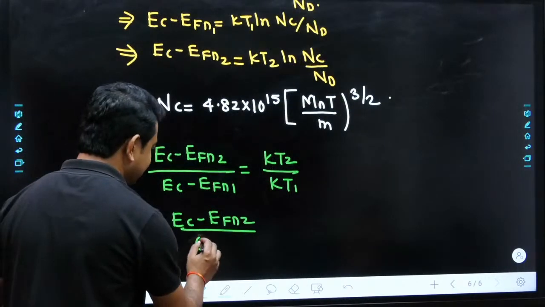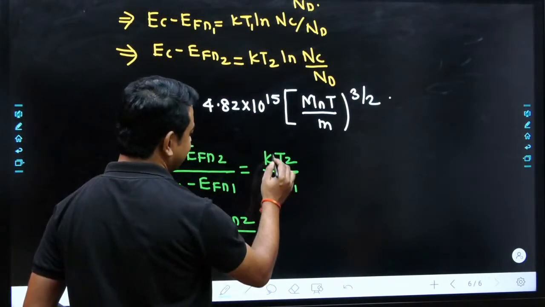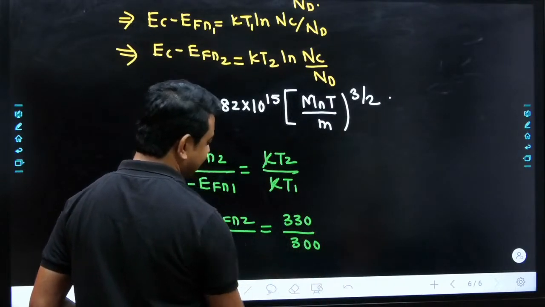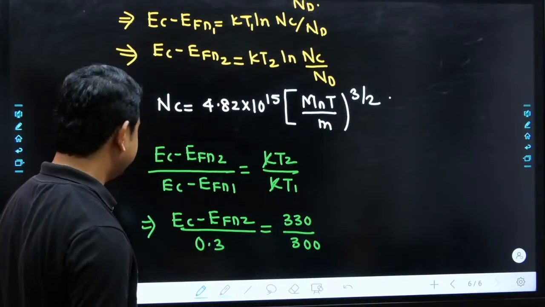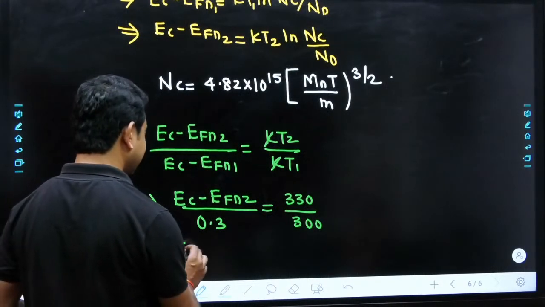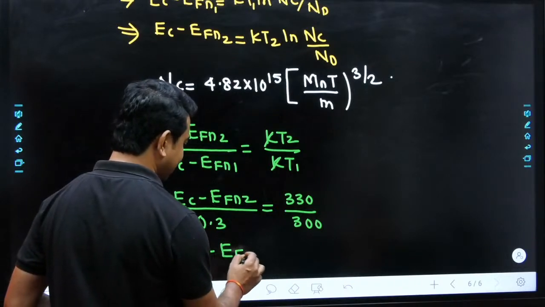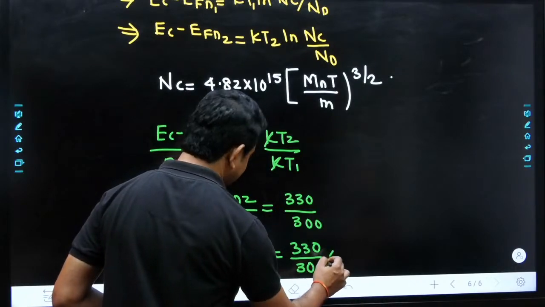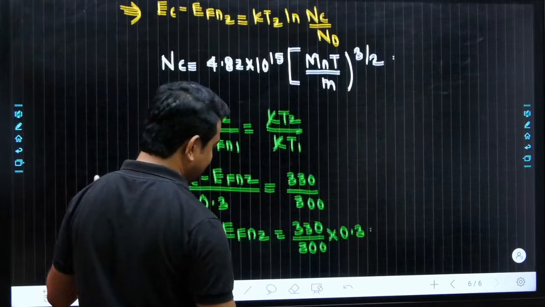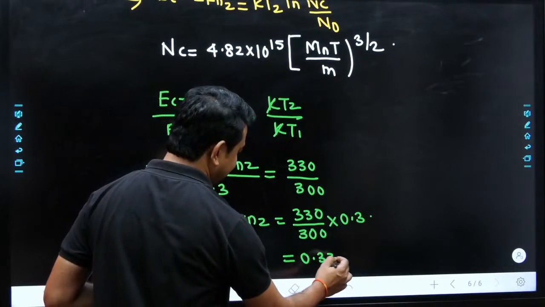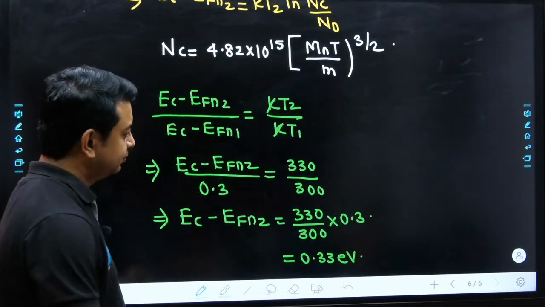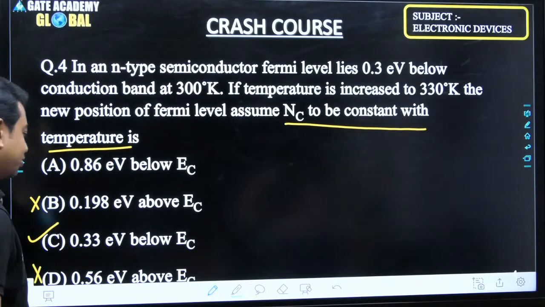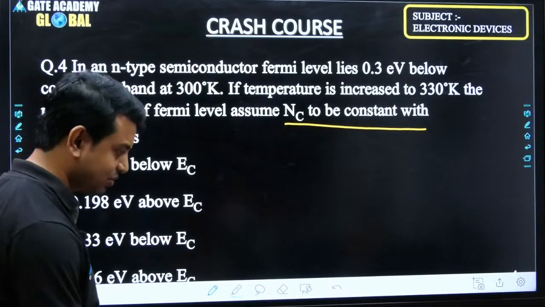It is also given, this is 0.3 electron volt, and this k will get cancelled, and we have 330 and this is given by 300. So the temperature is given in Kelvin. Based on this calculation we can write EC minus EFN2 is equal to 330 divided by 300 into 0.3. So we get the position 0.33 electron volt. Okay, so we have solved this question and the answer is 0.33 electron volt below EC. This is the correct answer for this question.